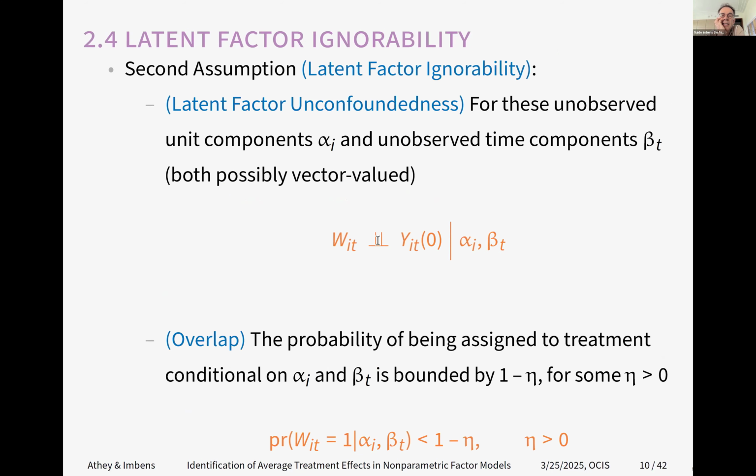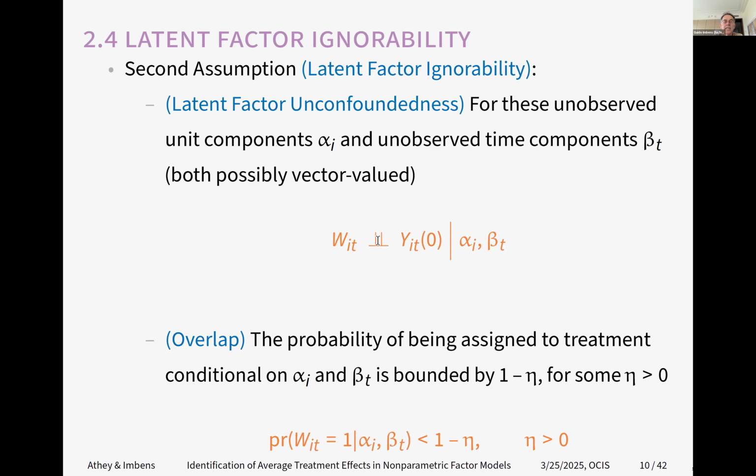Then the second key assumption, and this looks very much like the ignorability assumption in the cross-section setting, is that if we were to actually observe these unit and time components, the treatment indicator would be independent of the potential outcome. In addition, we're going to make an overlap assumption that the probability of being in the treatment group is bounded away from zero, so we can actually find comparable units. But the key thing is really that if we were to condition on these unit and time specific components, then we would be done. We would have as good as random assignment, and we could directly compare treated and control units, and we could directly leverage all the cross-section literature on how to make those adjustments.